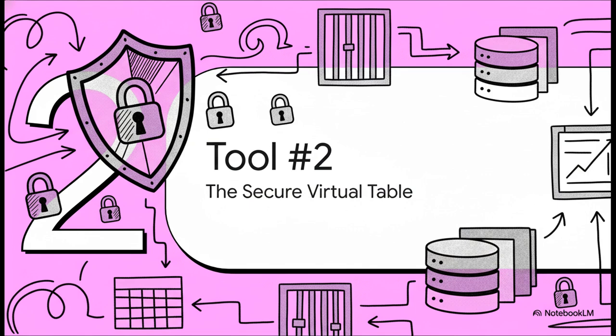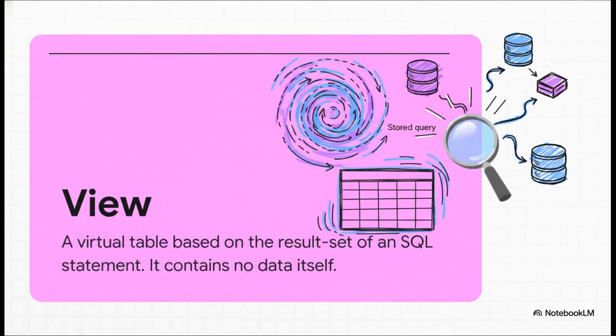Okay, let's put the scratch pad away and grab the second tool from our kit. This one is all about security and simplicity. It's the tool you reach for when you need to hide complexity and get really granular about who sees what. And that tool is called a view.